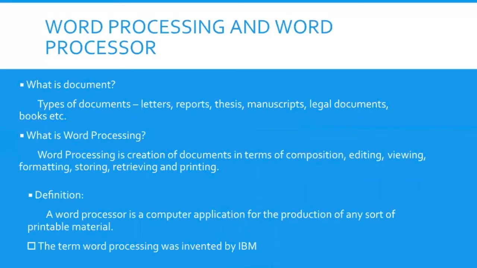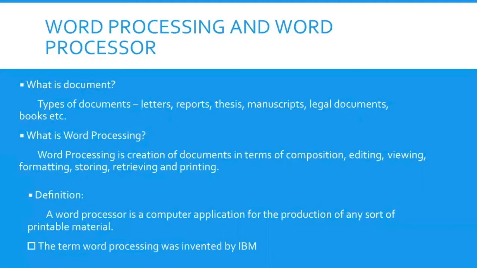Next we have word processing and a word processor. So we are going to learn about what is word processing and what is used as a word processor and what is the difference. So first of all, let's begin with the simple part of word processing, that is documents. What is a document? There are many different types of documents such as letters, reports, theses, manuscripts, legal documents, books, etc. So these are all the different types of documents that you have available, or the ones where you can work in. And then next we have word processing.